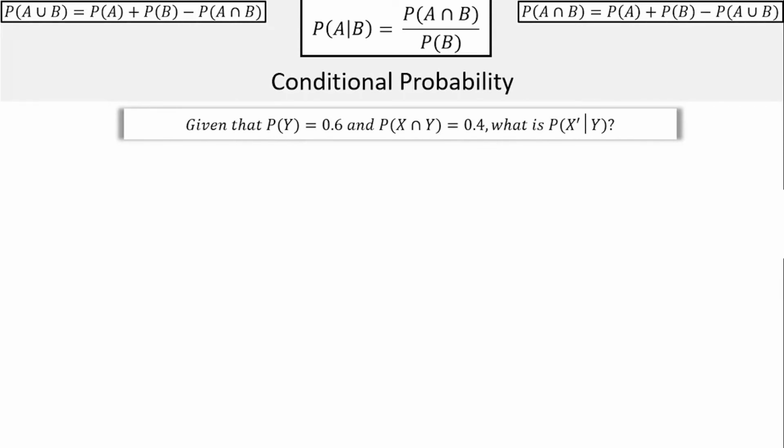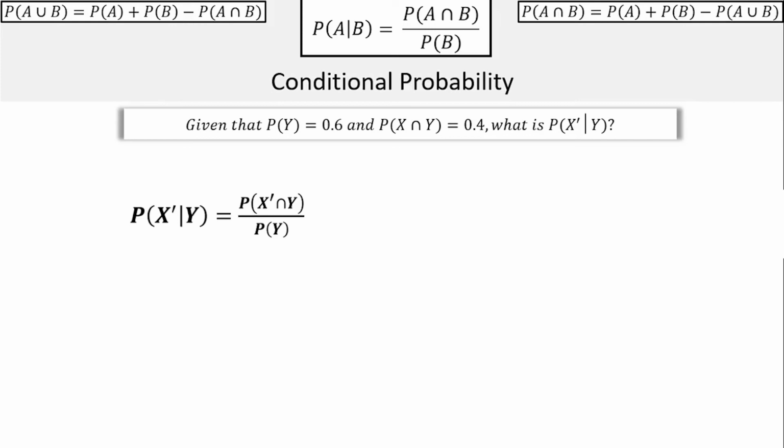Here, given that P(y) equals 0.6 and the intersection of x and y is 0.4, can we find not x given y? This is going to be a little bit tricky. The very first thing I'd want to write down here is the probability of not x intersection y over the probability of y. Now, I could go ahead and substitute, except I don't know the numerator. I don't know the probability of not x intersection y.